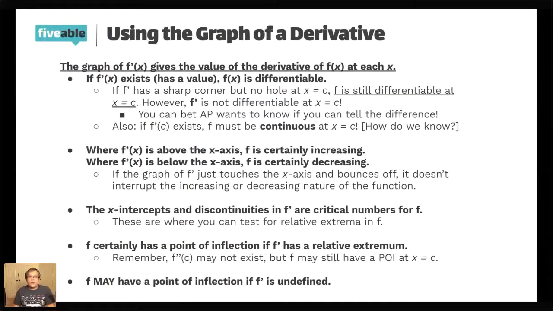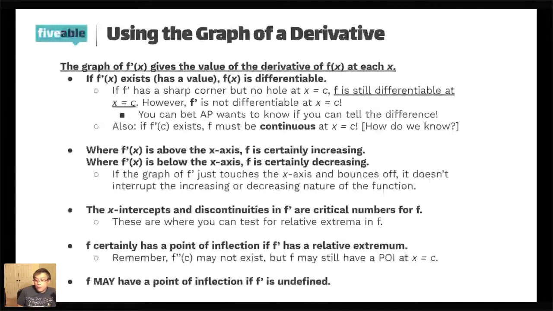All right, so when we use the graph of a derivative, the main thing to remember is that the graph of f prime of x gives the value of the derivative. It's like a really souped up fancy table. So if f prime exists, f has to be differentiable. I've told you what f prime was, so there's no way it doesn't exist. You can bet that AP wants you to be able to tell the difference between f being differentiable and f prime being differentiable.